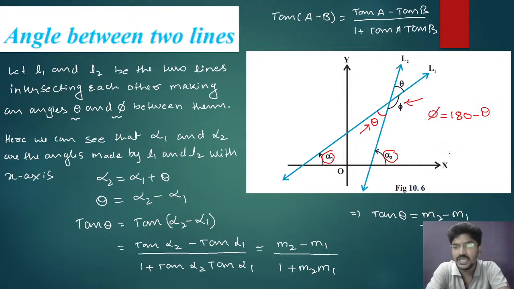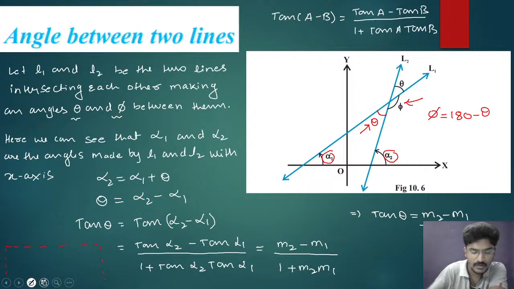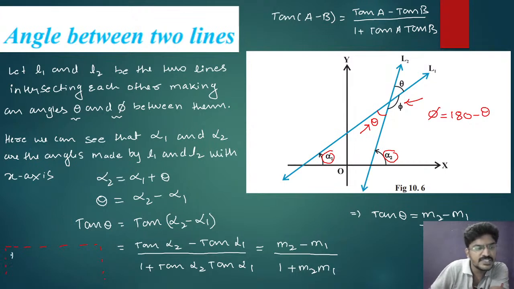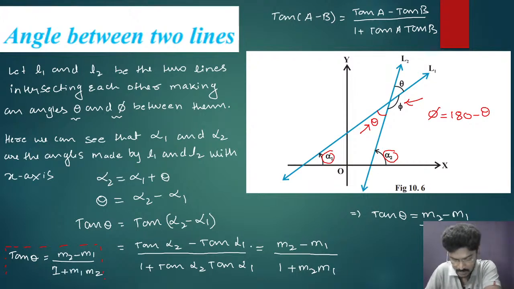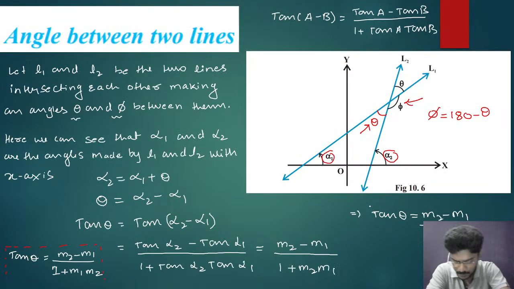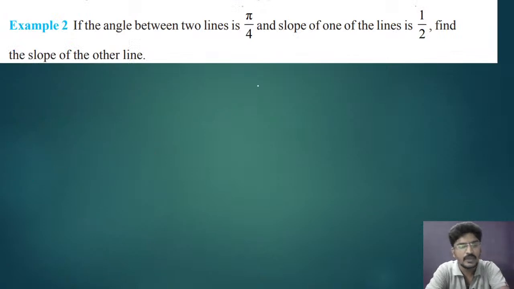All of you quickly tell me, have you understood this? So that is tan theta equal to m2 minus m1 divided by 1 plus m1 into m2. Very good. Phi is 180 minus theta. So we got tan theta. Now we can find tan phi. Clear? Okay.